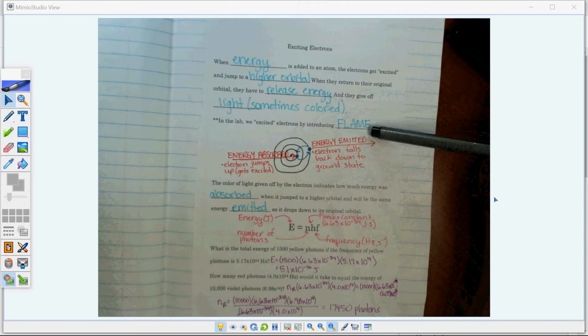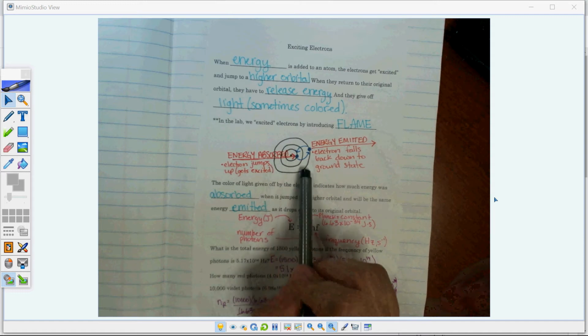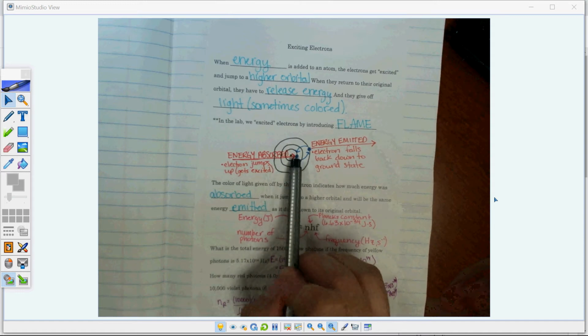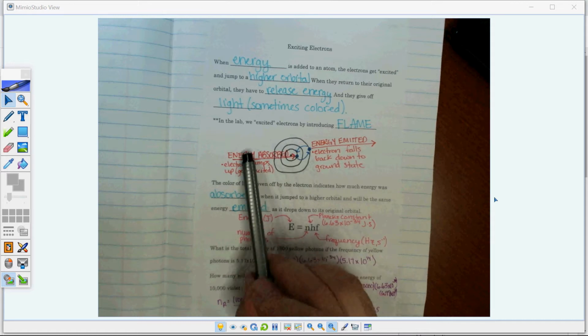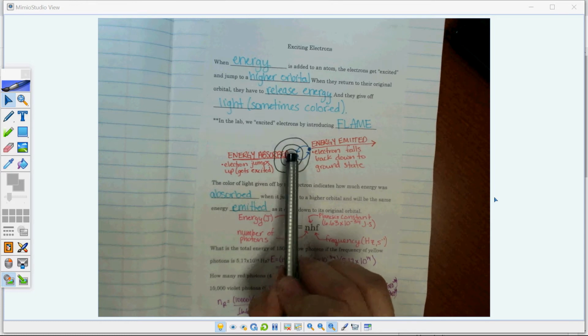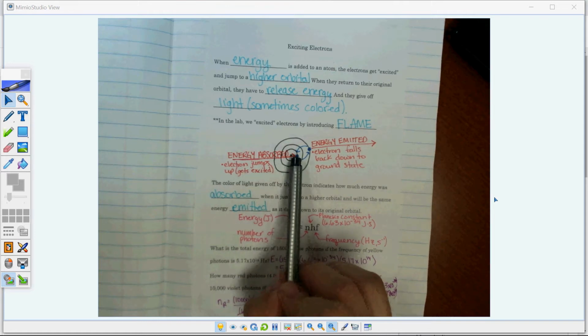So we did a lab where we sprayed different solutions into the flame, and we observed how they produce different colors of light. Here's a picture. In black, I've drawn my atom, and here in blue is my little electron. This electron is spinning around the nucleus. If we shoot some energy in, whether that comes from some sort of light source or a flame, that electron can absorb some of that energy, and when it absorbs that energy, it jumps up.